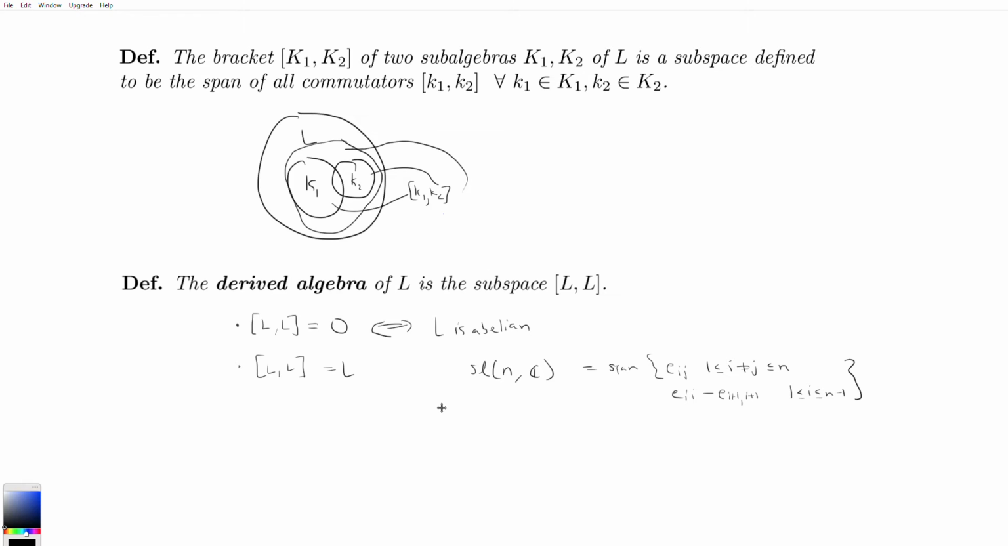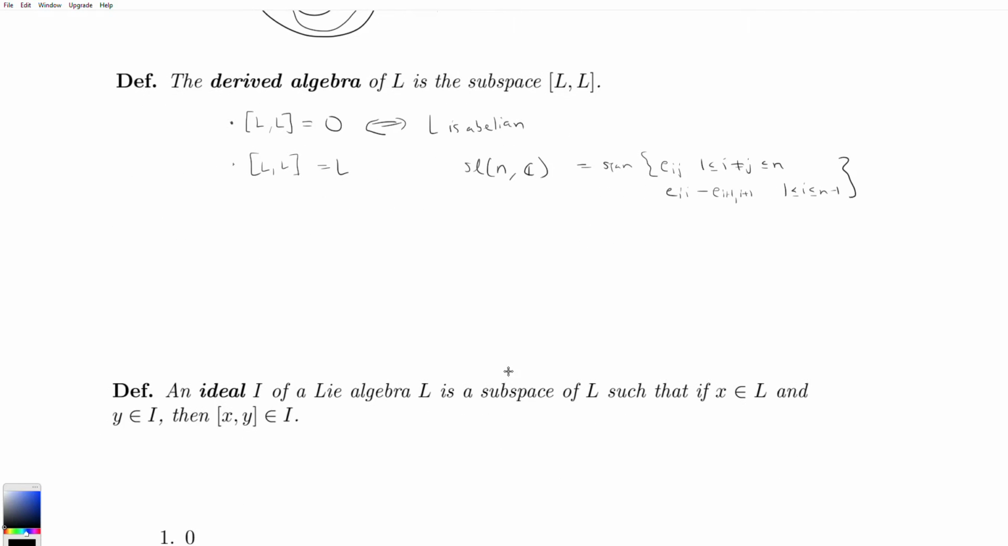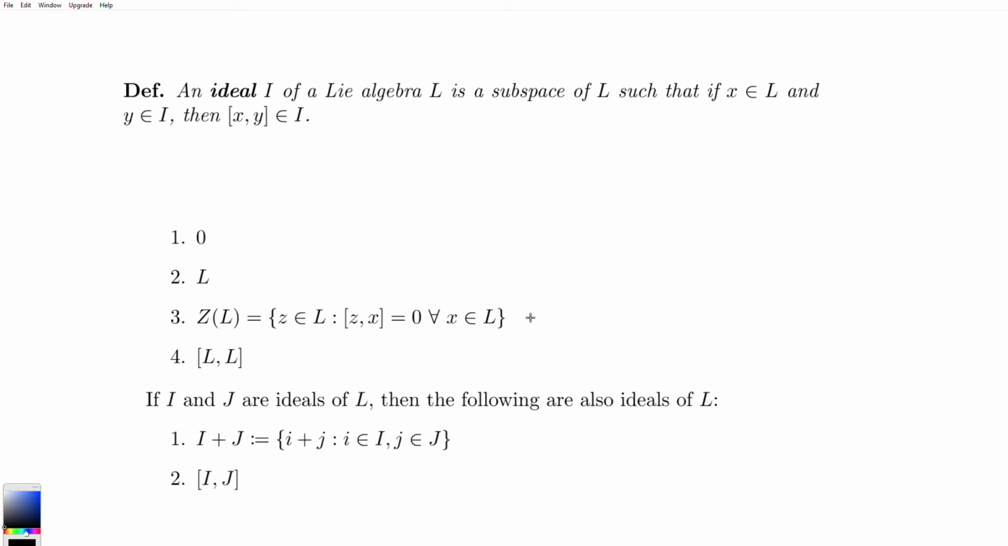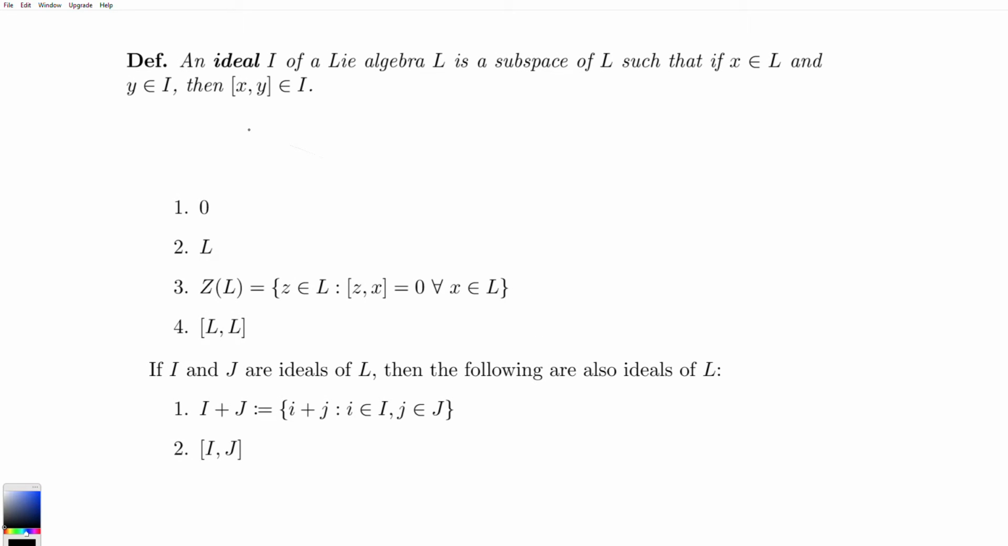All right, so with that being said, let's actually define what an ideal is. Definition: an ideal I of a Lie algebra L is a subspace of L such that if X is an element of L and Y is an element of the ideal, then [X, Y] also lies in the ideal. So let's draw a picture to represent this. We have L here, and we have I sitting inside here.